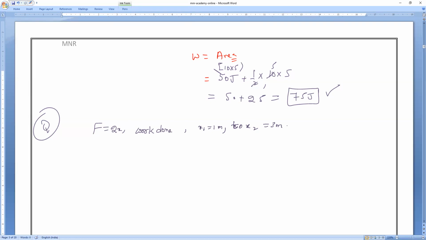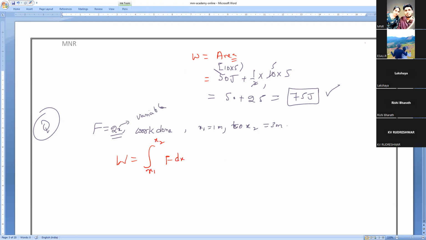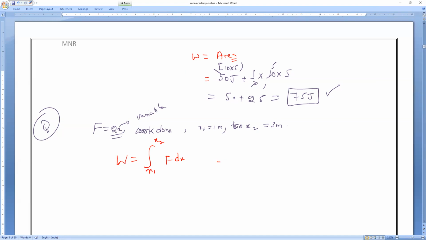Now you tell me, F is equal to 2x. Is it a constant or variable? It is variable. Variable means immediately your mind should say you have to use work done is equal to integration of F dx. So from x1 to x2, what is the integration of F dx? Check it, everybody. Integration of 2x into dx. Am I right or wrong?